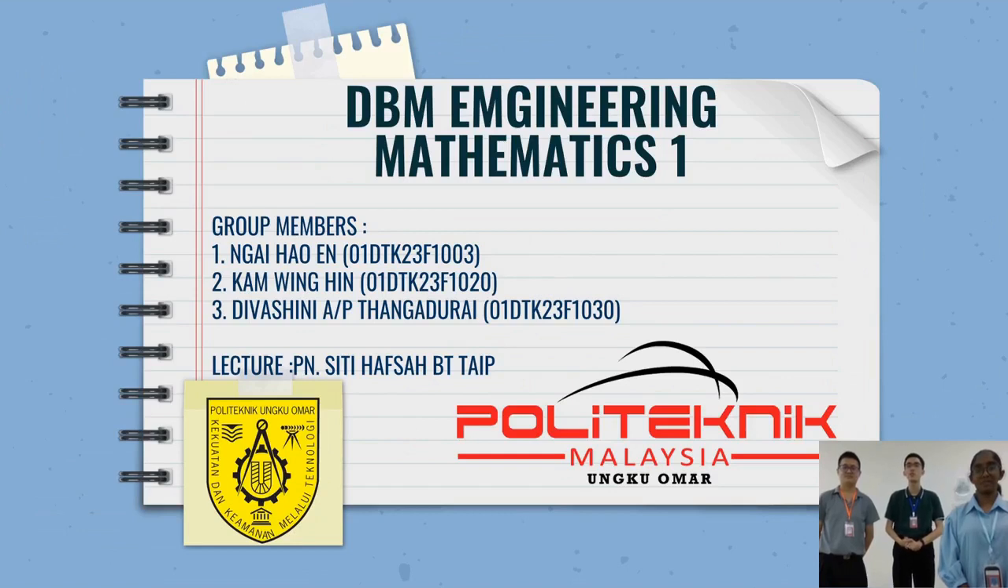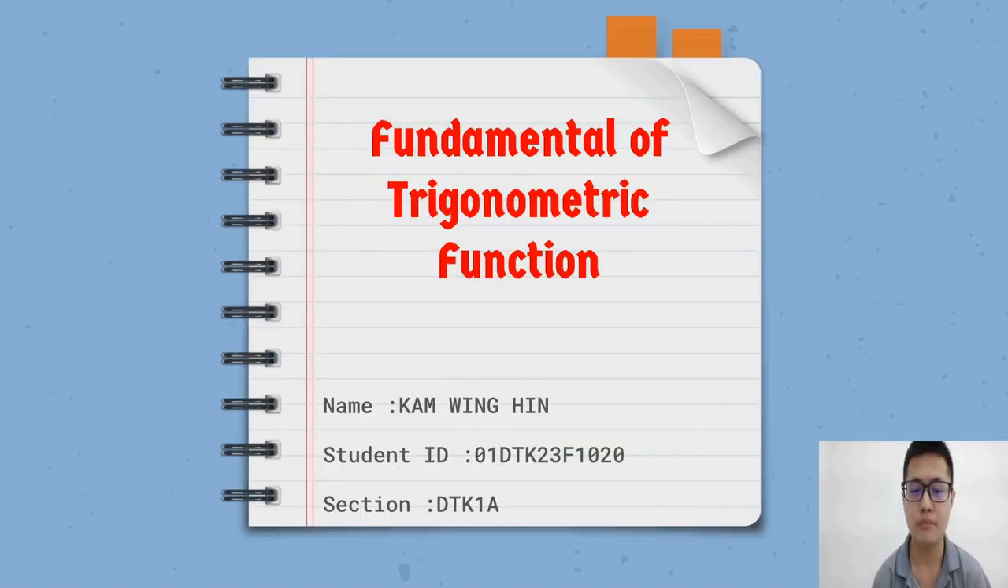Students for the Polytechnic Oklahoma. I am Naiwan. I am Divashini, daughter of Tangure. Today we are going to present our engineering math assignment, and its topic is trigonometry, theories and its application in architecture.